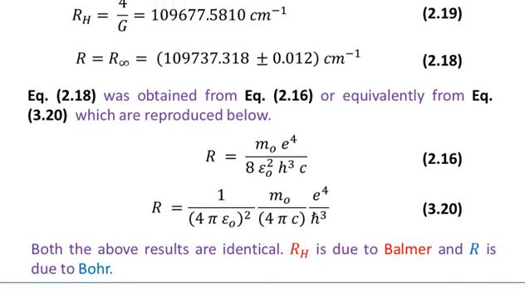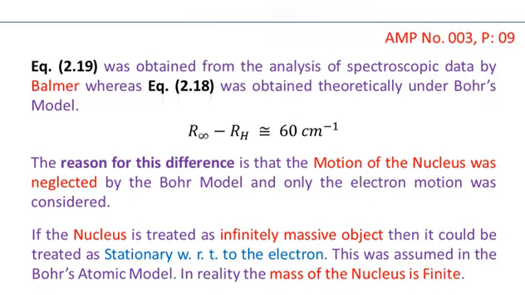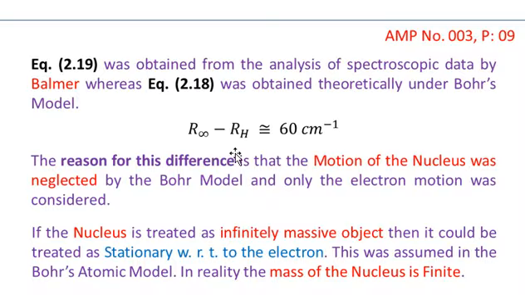So let me take the difference of these two quantities, that is, R minus RH, so that we can see the magnitude of the difference between the two values. If you take R infinity minus RH, or simply R minus RH, you will see that it is of the order of 60 centimeter inverse. The reason for this difference is that the motion of the nucleus was neglected by Bohr's model, and only the electron motion was considered. So this is the reason we need to consider the nuclear motion in order to derive a modified formula.